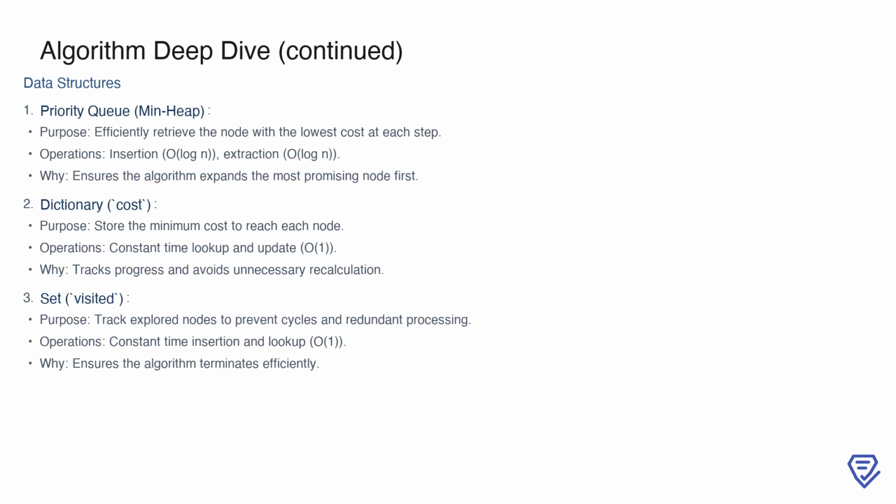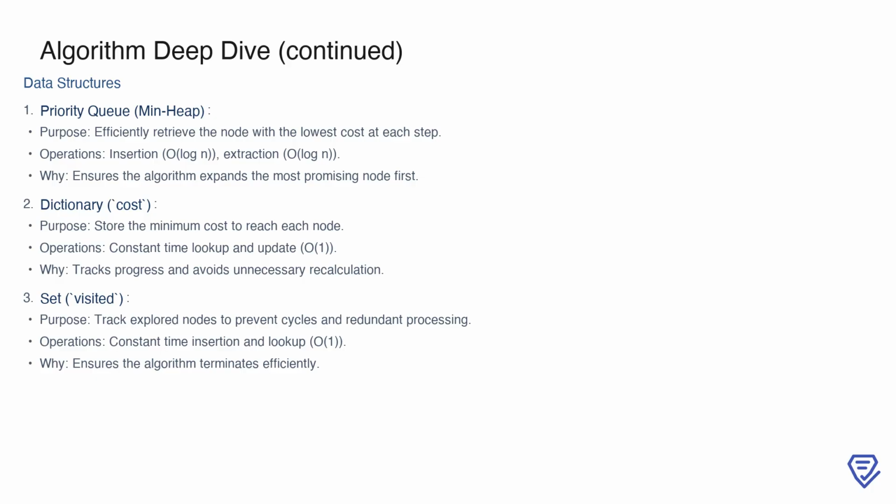The efficiency of the algorithm is heavily dependent on the data structures we use. The priority queue, implemented as a min heap, is critical for retrieving the node with the lowest cost in logarithmic time. This ensures that we always expand the most promising node first. The cost dictionary, on the other hand, is used to store the minimum cost required to reach each cell in the grid. With constant time lookups and updates, it allows us to dynamically track progress and avoid recalculating costs for nodes we've already evaluated. Finally, the visited set keeps track of nodes that have already been processed, ensuring we don't revisit them and waste computational resources.